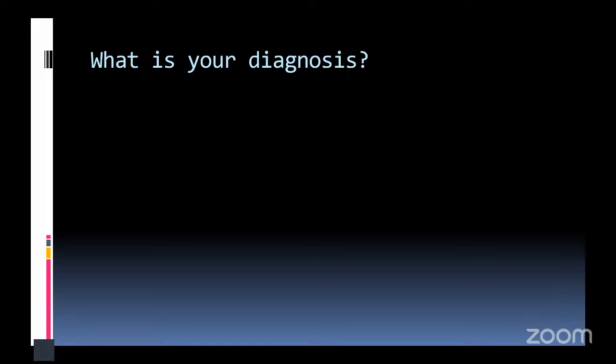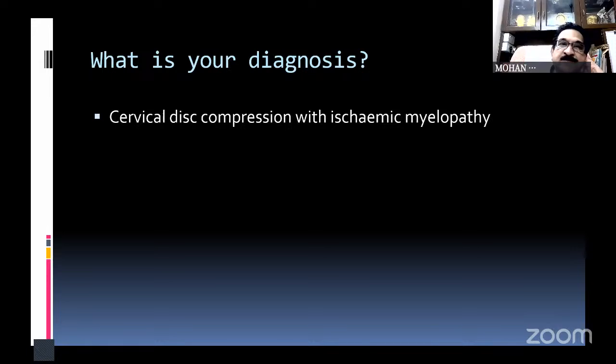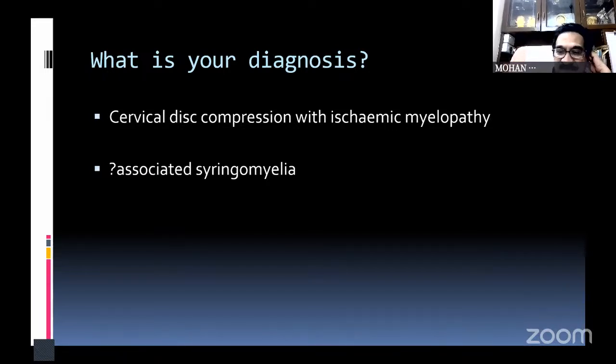Okay, sir. Thank you, sir. So I do not know what the problem is. So the most likely problem is cervical compression with ischemic myelopathy. And whether there is associated syringomyelia unrelated to that, or related to the ischemia, is only a matter of conjecture. I cannot definitely say which is which.